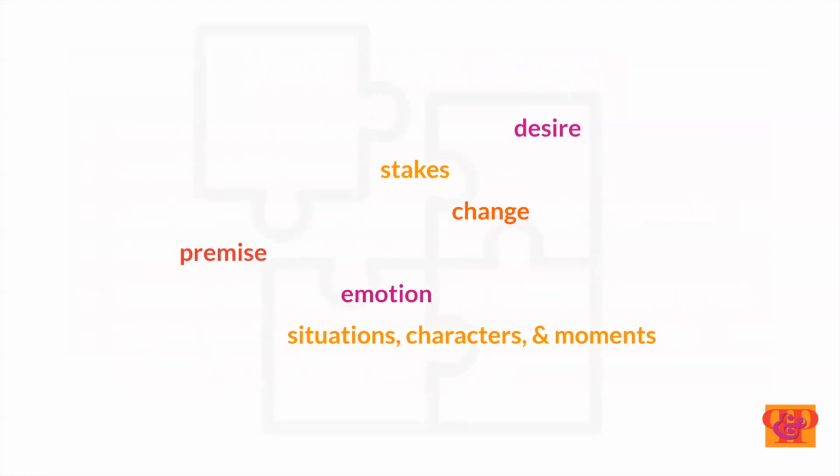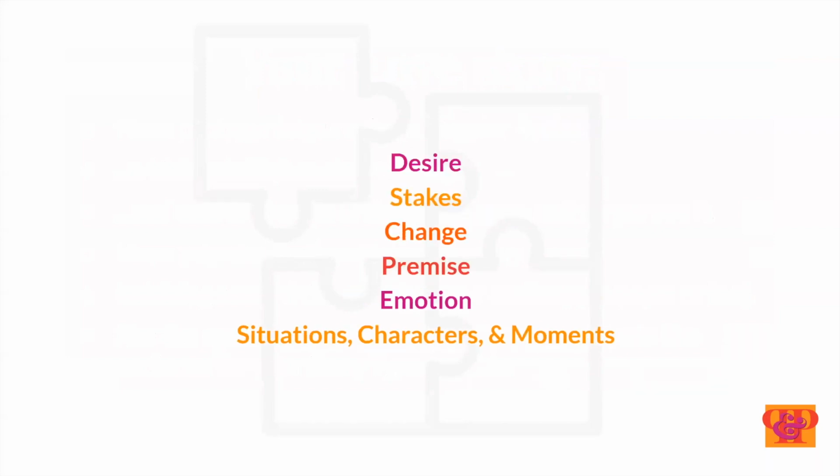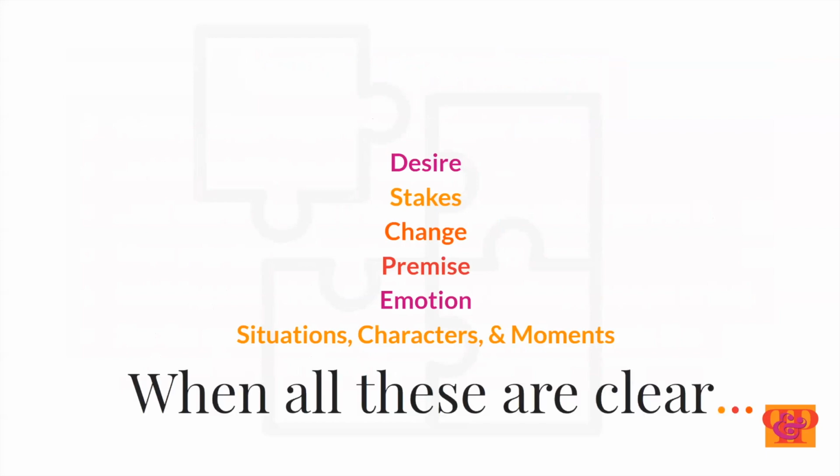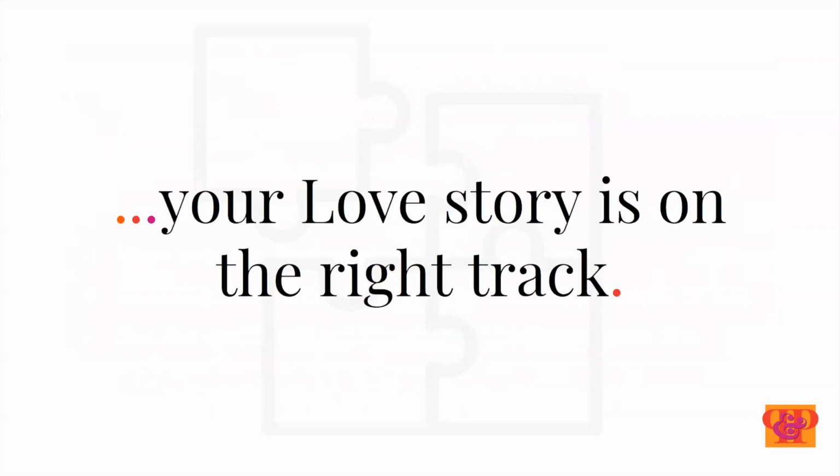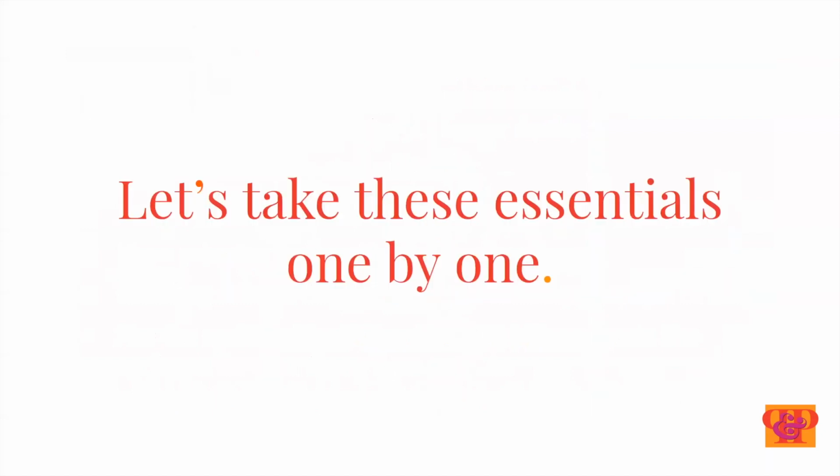These are the 6 essential elements that every good story needs: desire, stakes, change, premise, emotion, and situations, characters, and moments. And when all of them are clear, your love story is on the right track. Now let's get into these one by one.